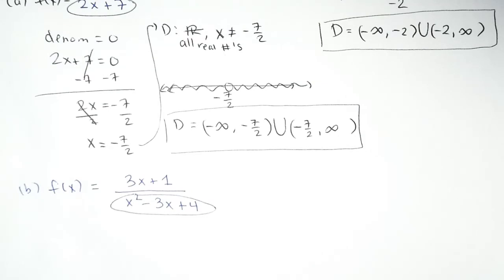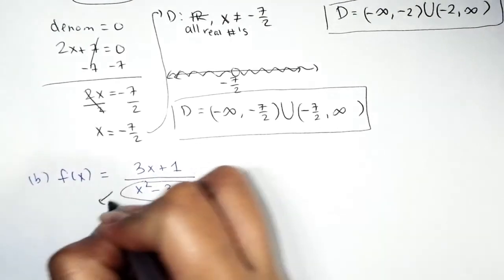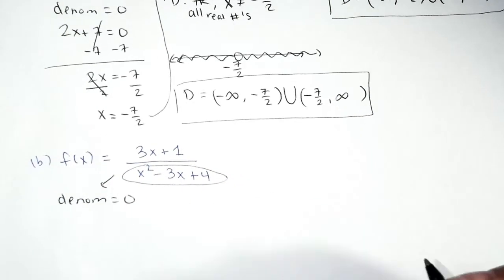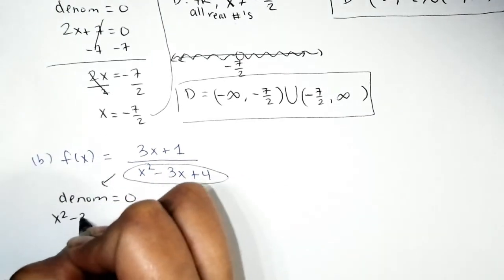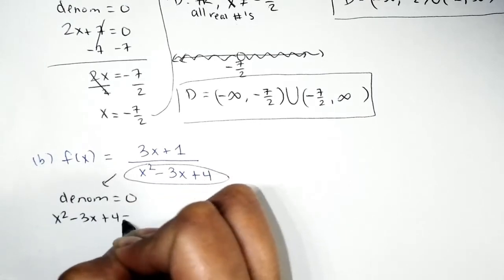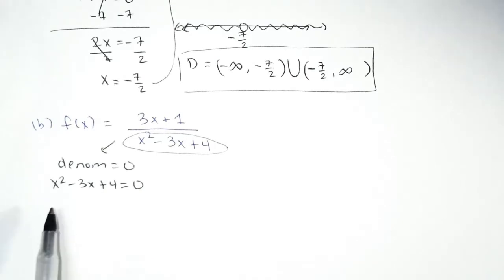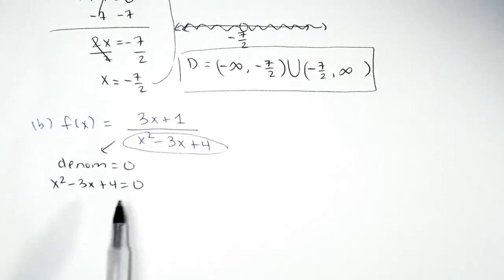Okay, if you want to know what makes the denominator equal to 0, then you're going to take that denominator and set that equal to 0. So let's take that denominator, set that equal to 0, and then solve this equation however you can. We have a degree 2 equation, a quadratic equation. We're going to solve by factoring. First things first, set it equal to 0. Done.